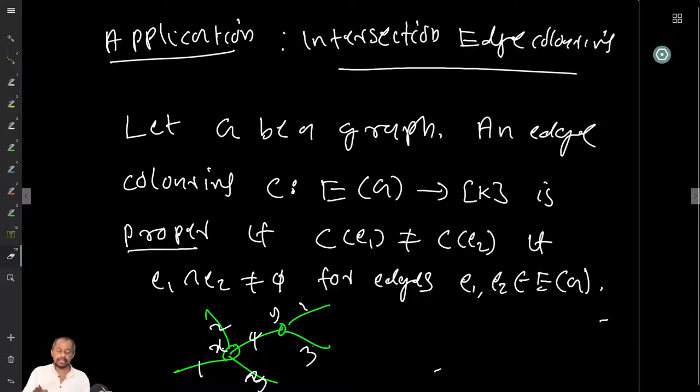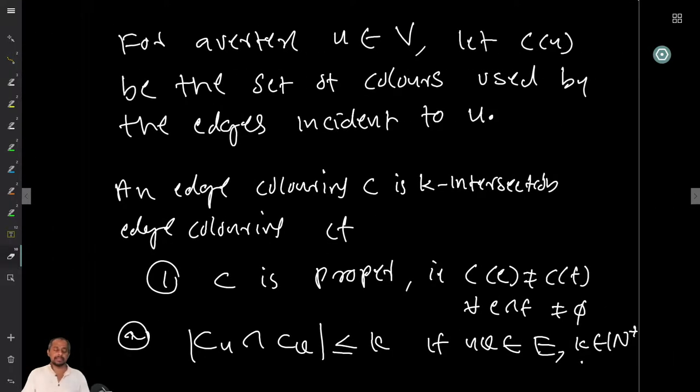Now we can look at other edges. If this edge does not have anything else here, only this, then that becomes easier, right? It's only 1. There will always be at least 1, right, for any adjacent vertices, because the edge which we are defining this for is always part of these two, so that is fine. So if C(U) ∩ C(V) is less than or equal to K, then we say it's a K intersection edge coloring, if that is true for every edge, right?